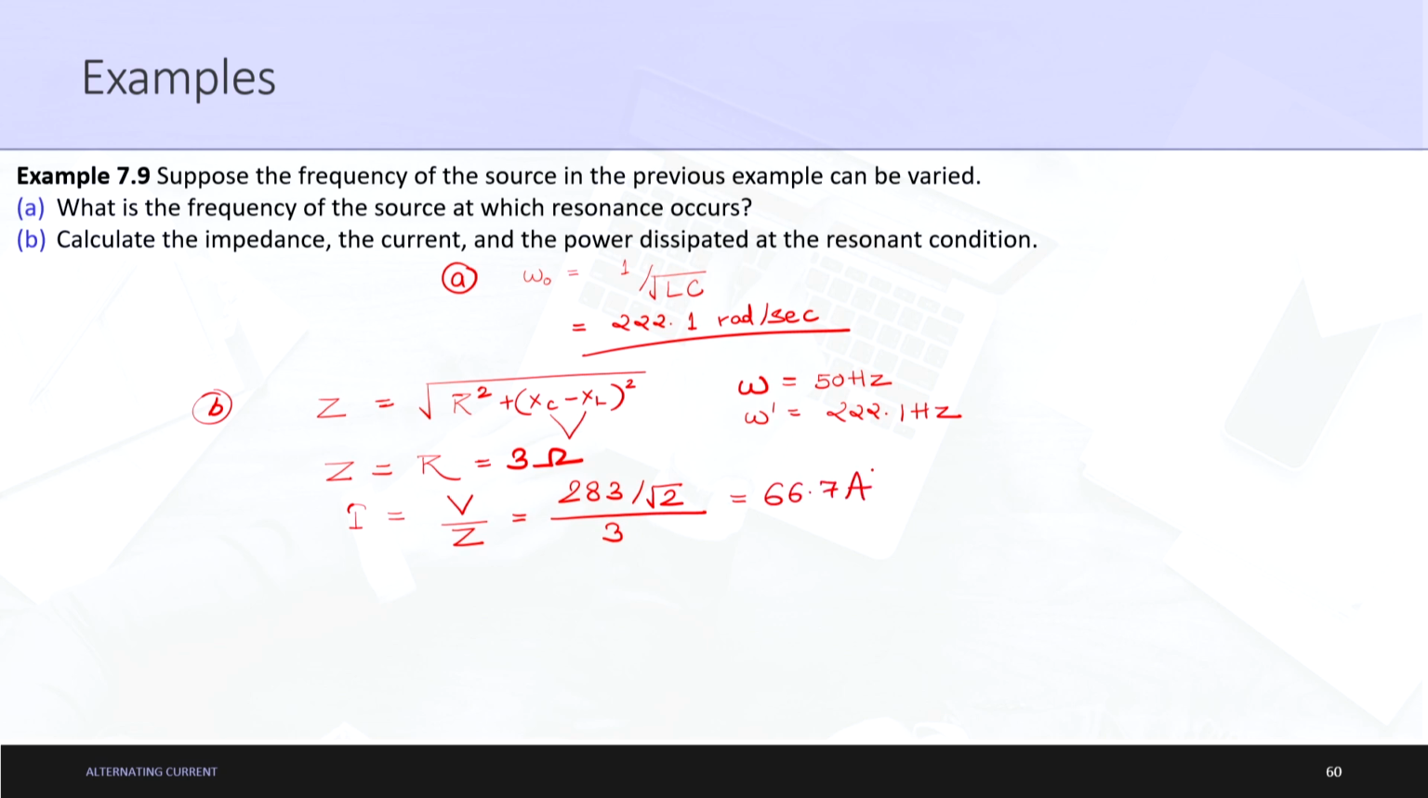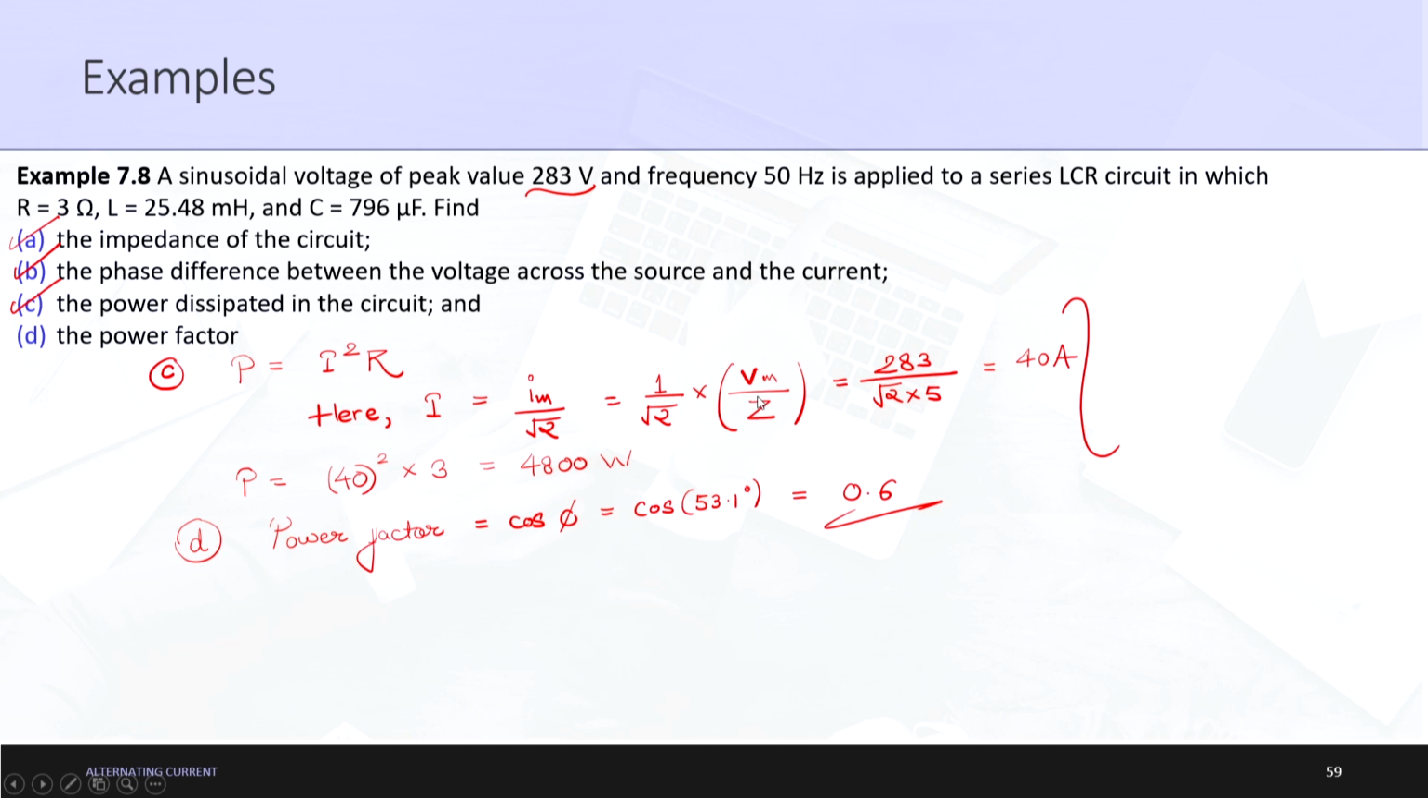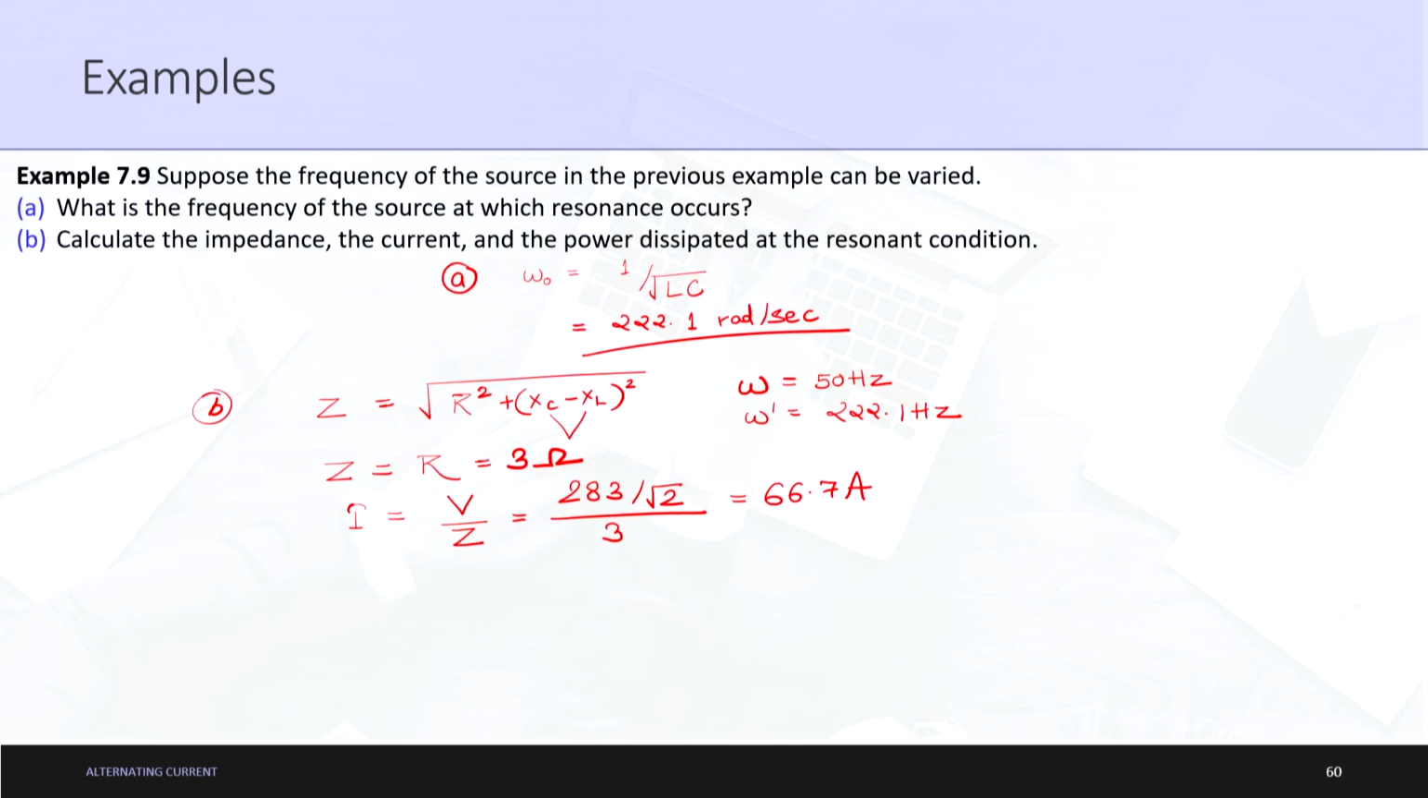If you remember correctly, what is the basic principle of resonance? The basic principle of resonance says that when the value of omega is equal to omega naught, the current is maximum. If you remember, in the previous case scenario, we obtained the value of current as 40 amperes, but this time we are obtaining the current value as 66.7 amperes, which is higher. That means we are in the right sequence, correct.